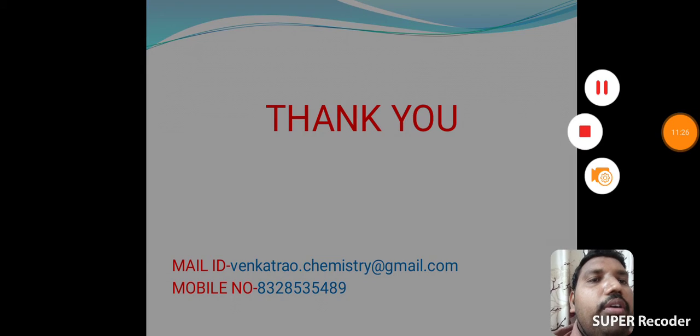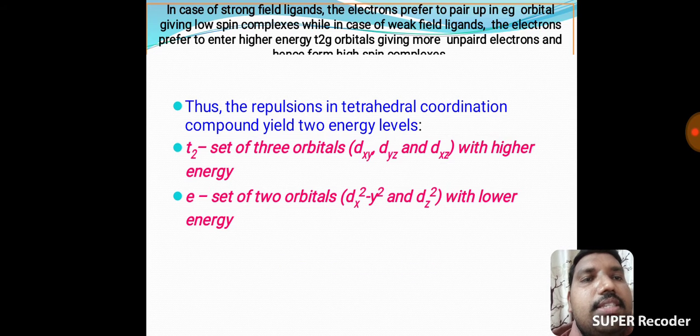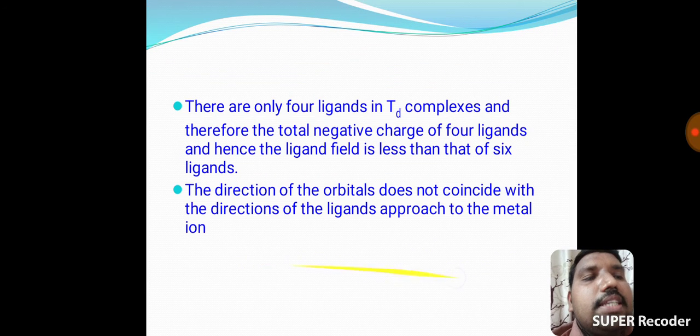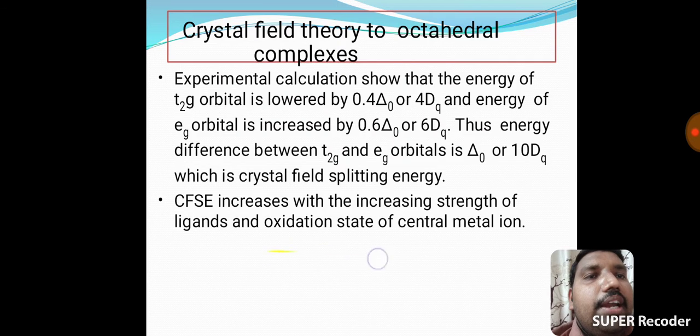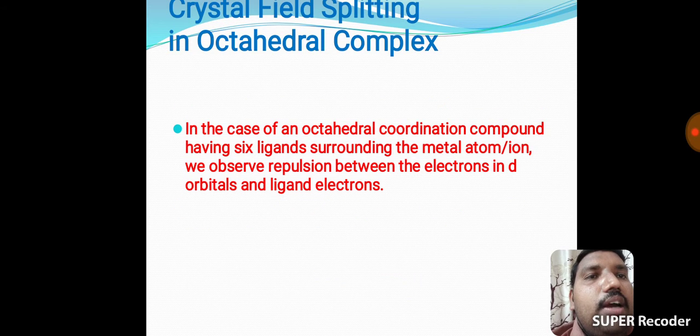Thank you, students. I think you should be clear about crystal field stabilization energy, how to split crystal field stabilization energy in octahedral complex and tetrahedral complex. See, once again I repeat what is octahedral complex and what is tetrahedral complex. Our first slide: an octahedral complex consists of 6 ligands attached to the central metal atom.